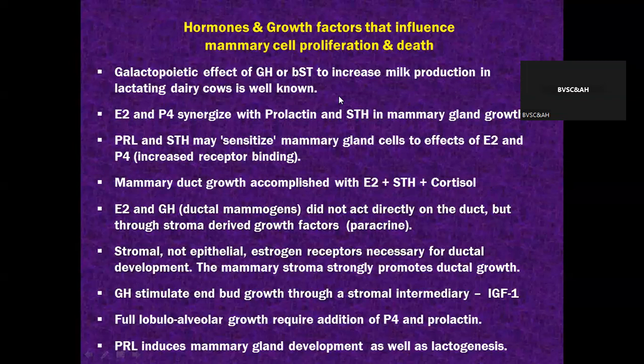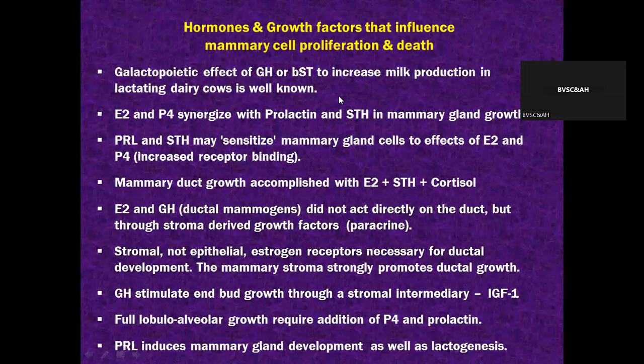Mammary duct growth is accomplished with estrogen, growth hormone and cortisol, whereas estrogen and growth hormone, known as ductal mammogens, do not act directly on the duct but through stroma-derived growth factors, that's paracrine action. Studies have demonstrated that it is the stromal tissue, not the ducts or the alveoli themselves, but the stromal tissue, the extracellular matrix in mammary glands, the fat pads as we name them, that is very, very important, because many of those hormones and growth factors act via that stromal tissue, and they cause the ductal growth, or the epithelial growth.